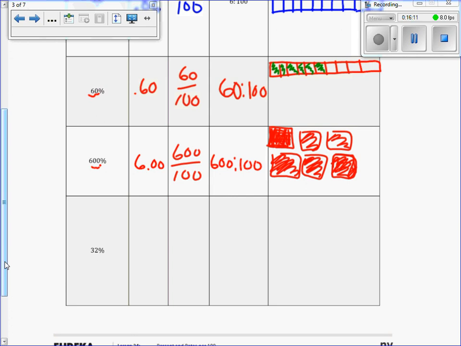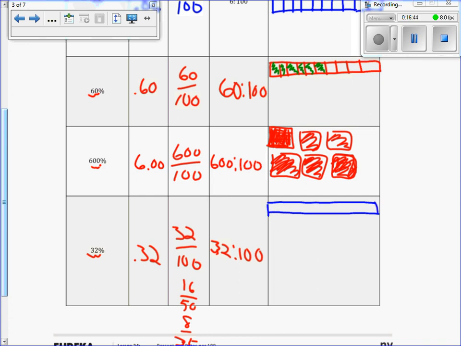Okay, 32%. 2 decimal places, 0.32. 32 100ths written as a fraction, and 32 to 100 as a ratio. Okay? And 32 out of 100 again can be reduced, and I would do it at the fraction here, 16 out of 50. You can do it again, 8 out of 25. Okay, 8 out of 25. So I could make a grid of 25.